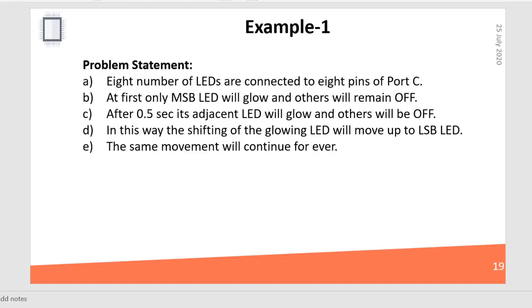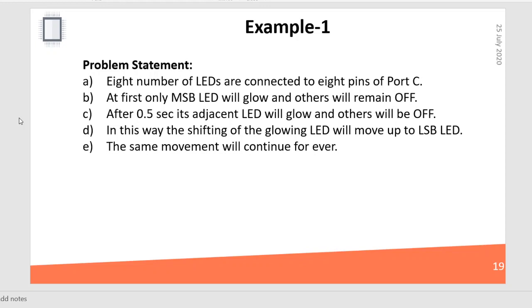Now this is example 1. Example 1 says that you will be using port C of the ATmega32 microcontroller, and 8 LEDs will be connected to the 8 pins of port C. So definitely this LED will operate at a voltage of 5 volt or less. So 8 LEDs will be connected to all the pins of port C.